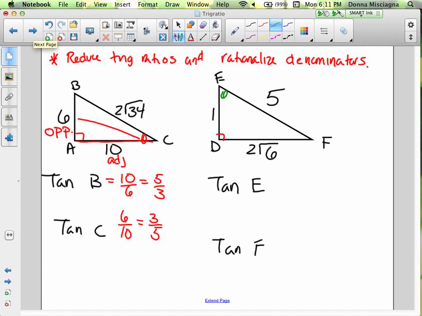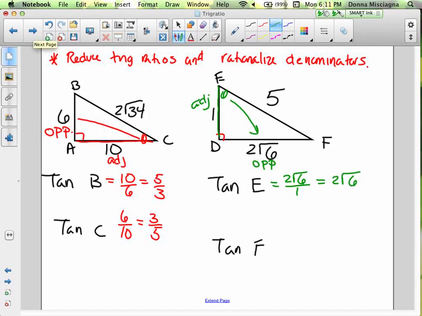All right, so the opposite side is across the triangle, and the adjacent side is the leg that makes up part of angle E. So the tangent ratio for angle E is going to be the opposite side, which is 2 square roots of 6, over the adjacent side, which is 1. Now we don't really need to put the 1 in the denominator, so that could be reduced to just 2 square roots of 6. You don't have to have the 1 there.